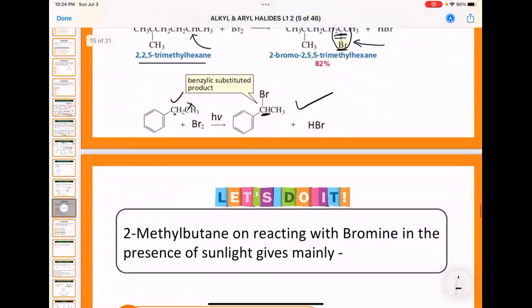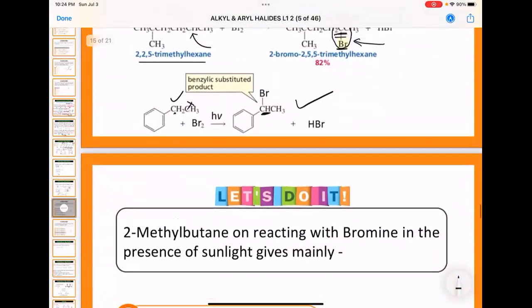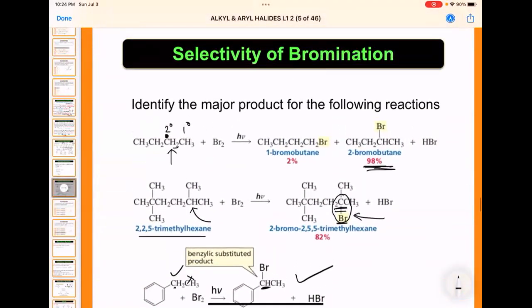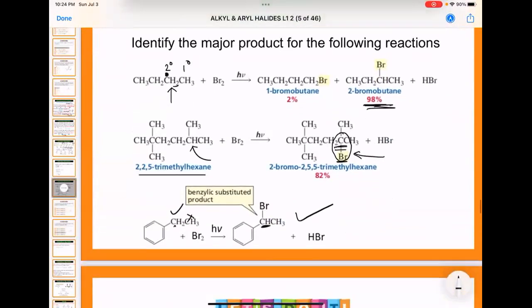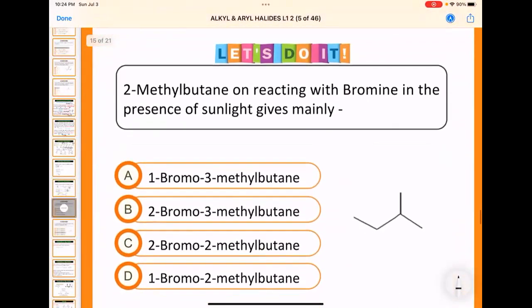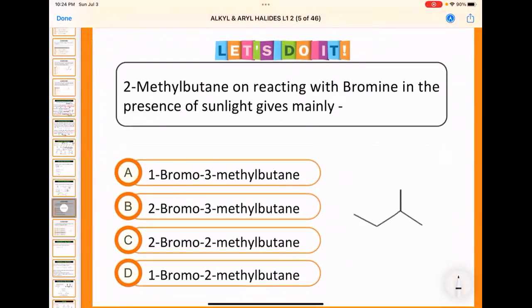Is it clear? Yes, sir. Okay, so this is a very, very important thing. Selectivity of bromination. You need to check the compound. So you just give this answer.